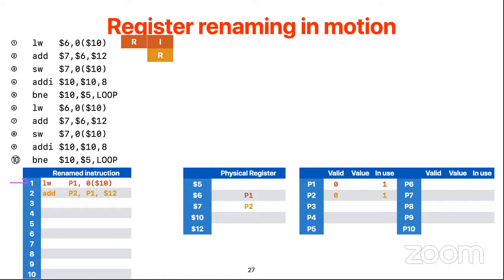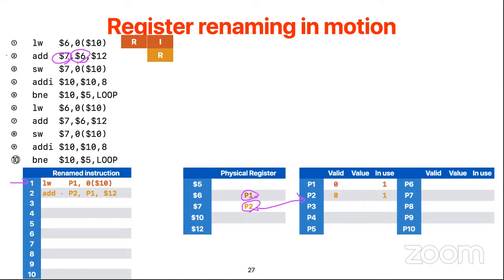For the next instruction, this instruction depends on register number 6, and register number 6 is P1. The seventh register is a new output, so we just allocate a new physical register for it. That's why 7 goes to P2. And because 6 is P1, this instruction will be rewritten as P1, P2, 12.